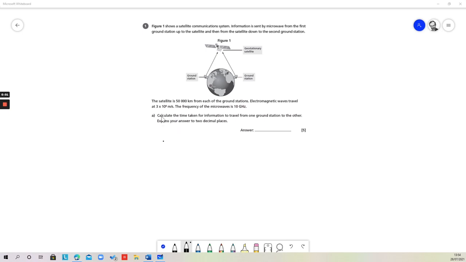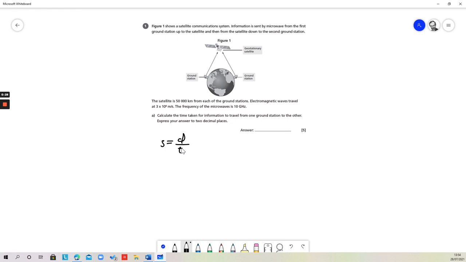In this question, we're being asked to calculate the time taken for information to travel from one ground station to another. So there's one ground station there, and there's going to be waves that travel up from that to the satellite, which is in orbit around the Earth, and then travel down again to the other side there. And the equation that we're going to use for this is speed equals distance over time.